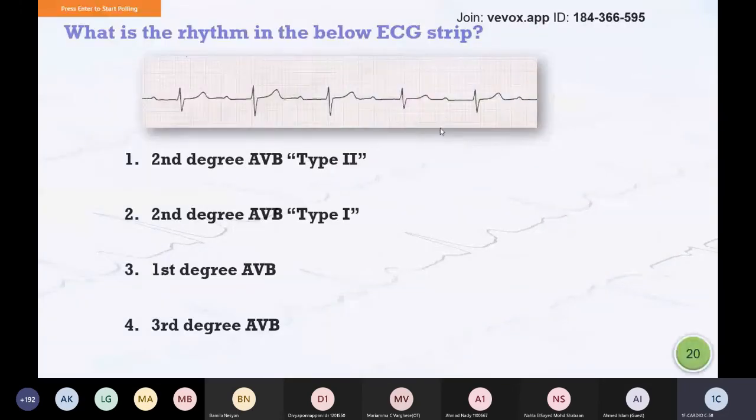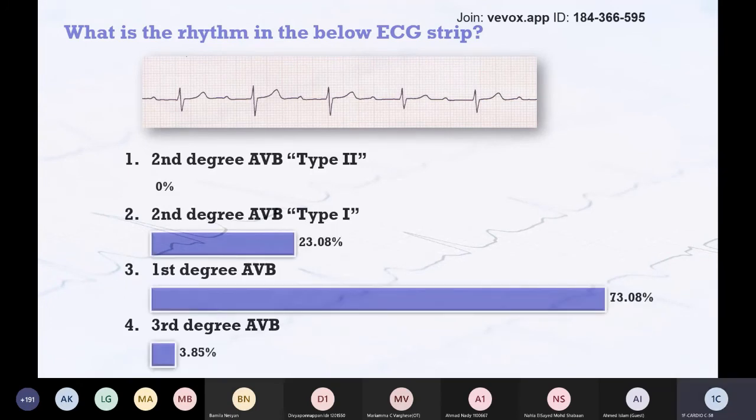So what about this one? Nobody has to choose third degree or type 2, because they were already selected before. So you only have to choose between the remaining two: second degree type 1 or first degree heart block. Time is up. Excellent, guys. So 73% chose first degree.